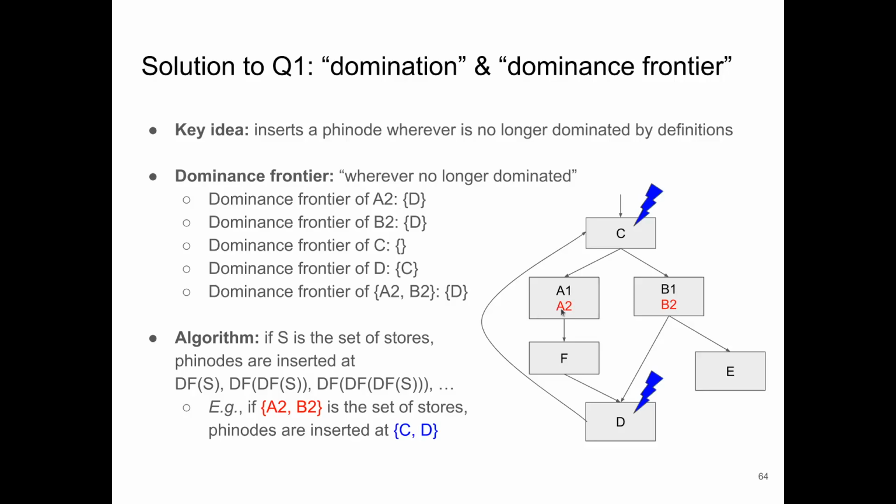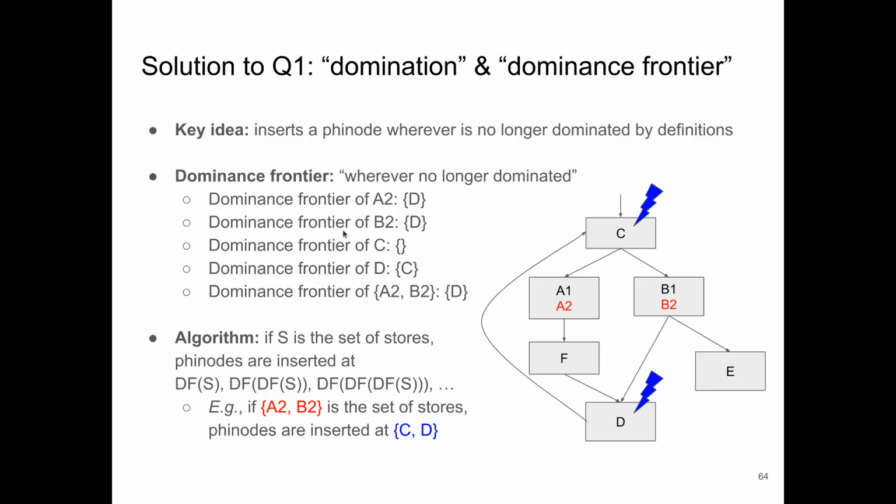So let's say this is A2, and the dominance frontier of this A2 is D, because from A2, F is dominated, but D is just becoming undominated by A2. So that's the reason why D is at the dominance frontier of A2.